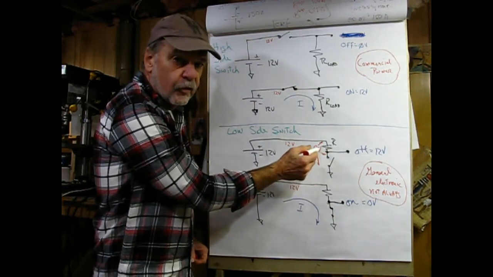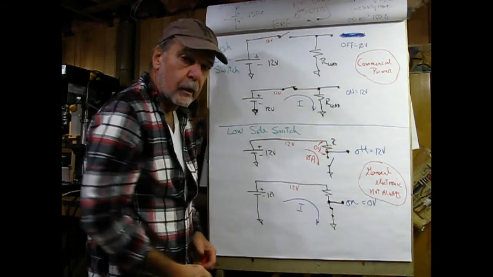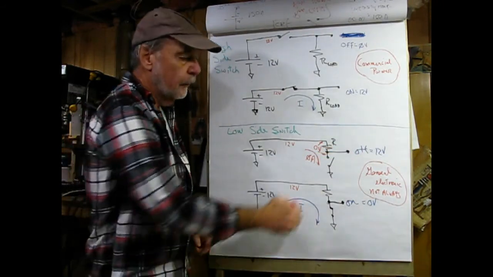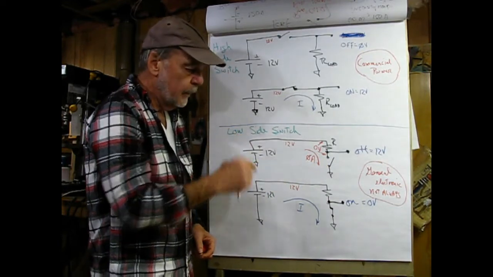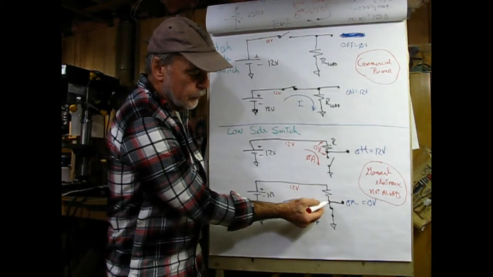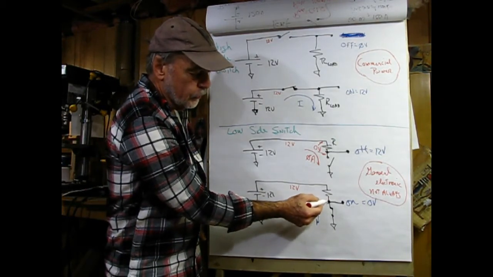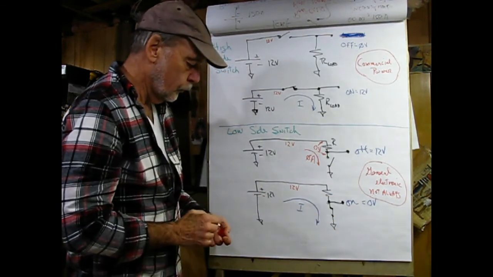Do note that there is no current flowing through the circuit. This has to be off. But yet I measure 12 volts here. What am I measuring across? The switch, which is open. Now when the switch is closed, I have a current flow I. Measuring at this point here is basically shorted by the switch itself, so I'm going to be measuring 0 volts.